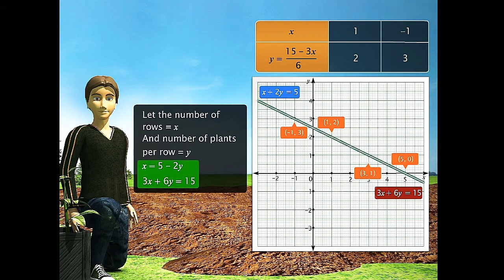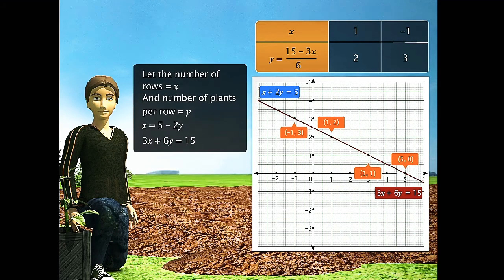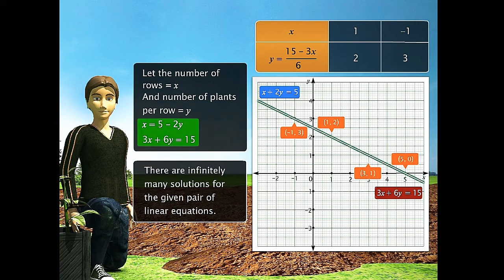As you can see, both the lines coincide with each other. That means every solution of x equals 5 minus 2y is also a solution of the equation 3x plus 6y equals 15. Therefore, there are infinitely many solutions for the given pair of linear equations. Thus, we can say that Tony has infinite ways to choose the number of rows and the number of plants in each row.